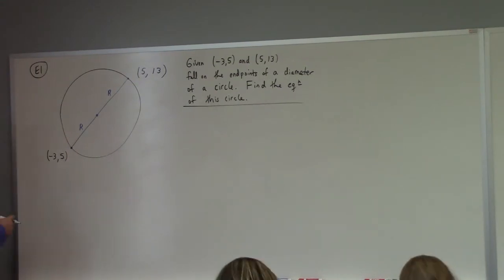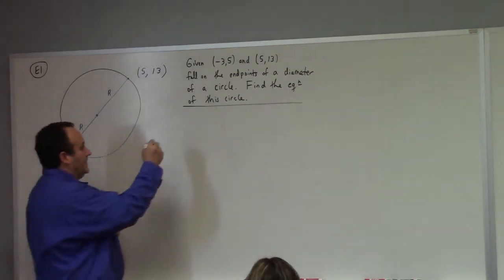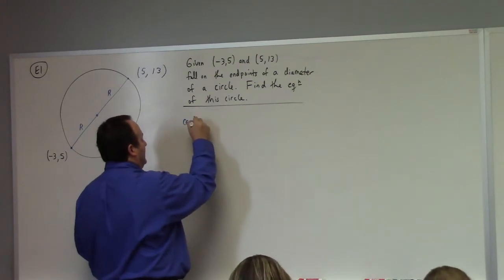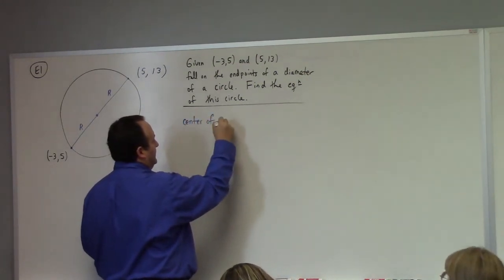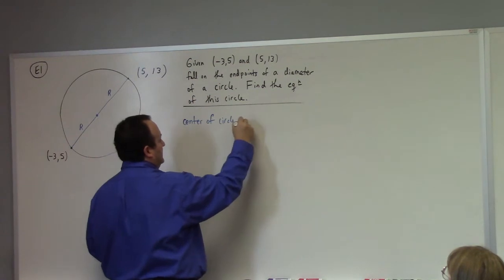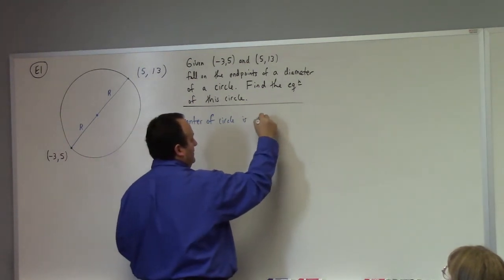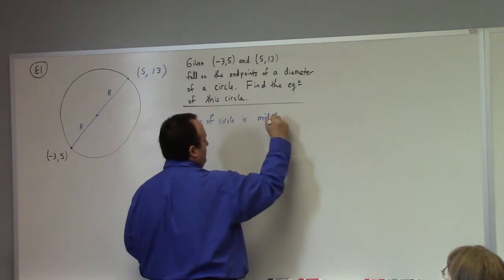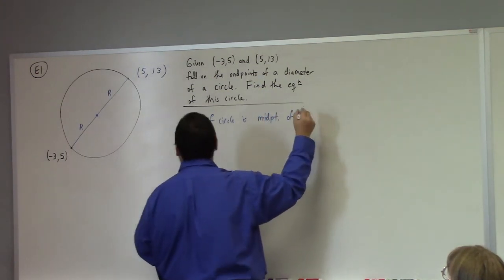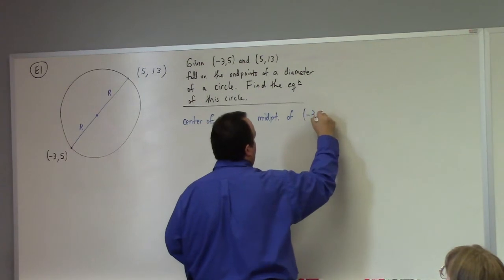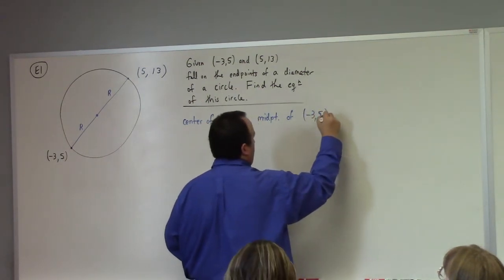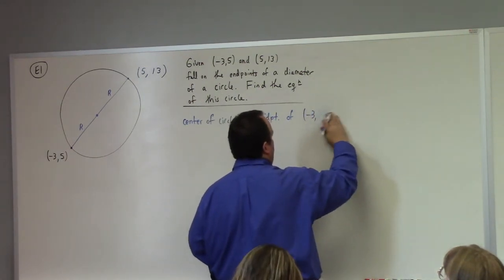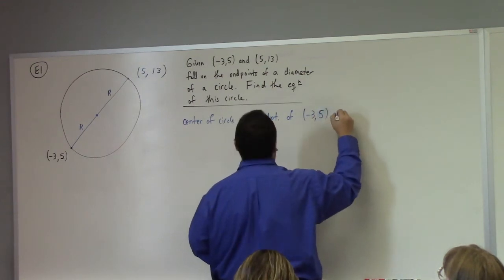Right. All right, so question. Where's the center of the circle? How do you find it? What is the center of the circle? Midpoint. I heard midpoint. That's music to my ears. The center of the circle is the midpoint of minus 3, 5 and 5, 13.